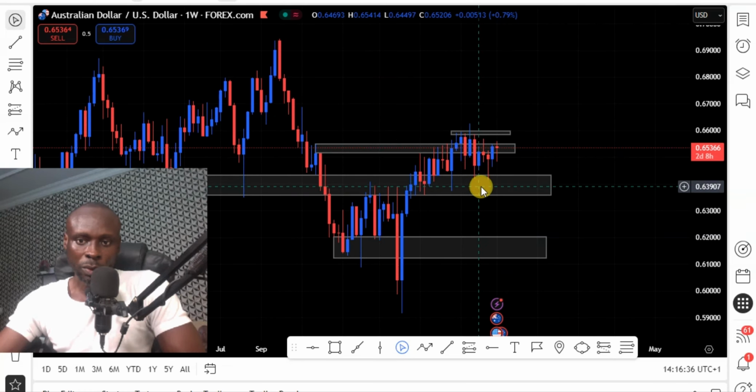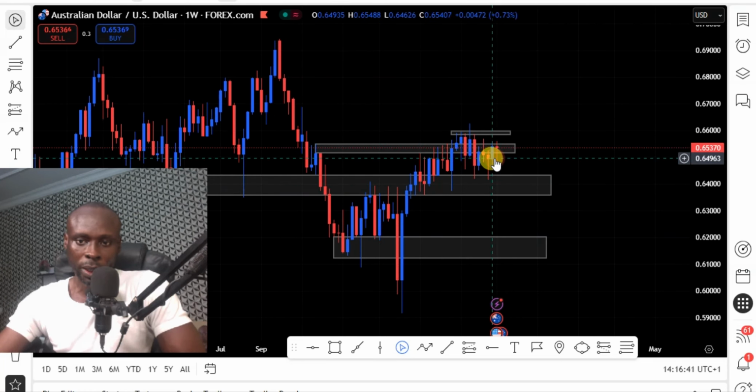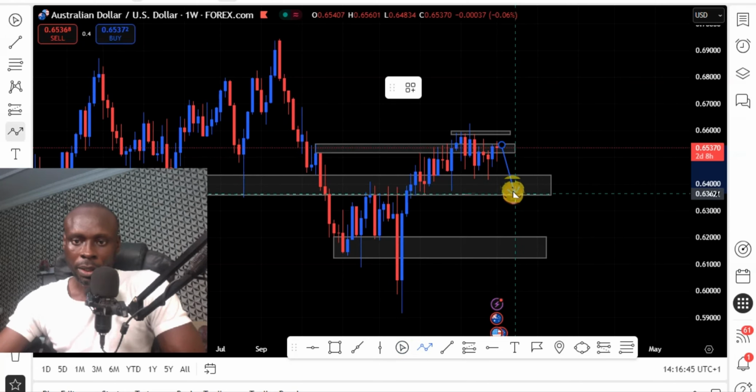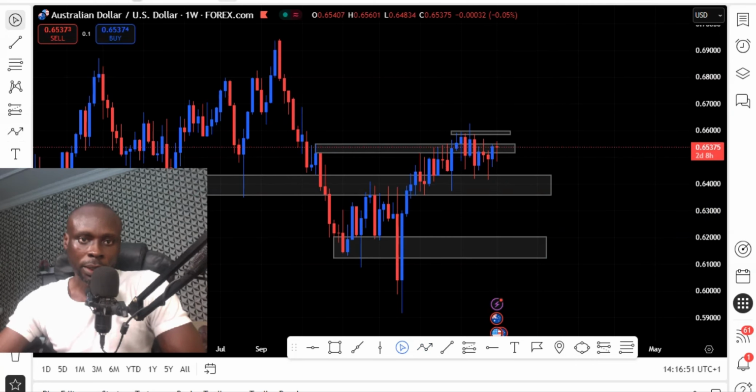On my weekly chart, we see our price close on resistance level, which indicates more of sell this week. So we expect the Australia USD to sell to this next support level. A break of this support level, we expect price to go to this other support level. So let's go back to our daily chart.